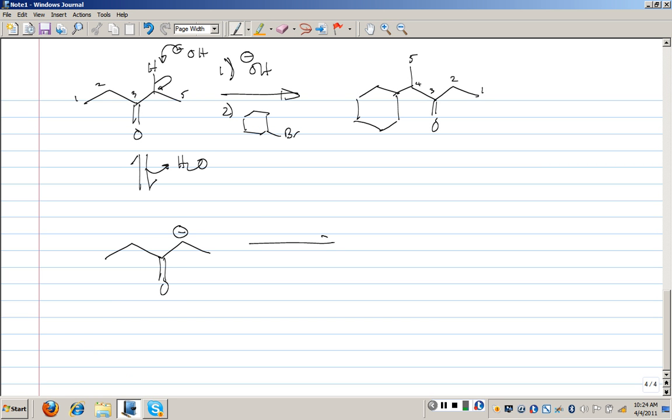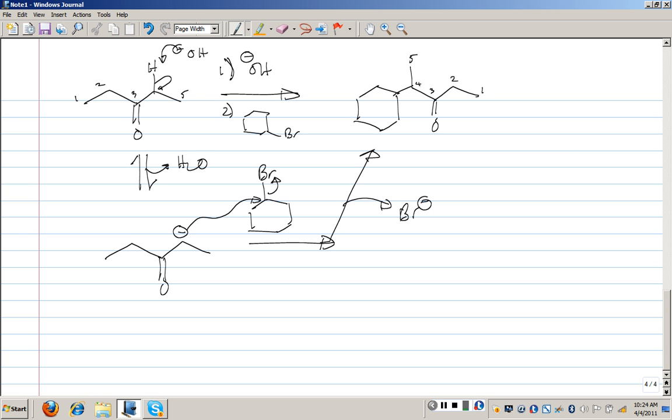Then I feed it cyclohexyl bromide, or bromocyclohexane. And it's not surprising, this is going to act as a nucleophile, attack this carbon, the bromide gets kicked off, and I make my product, and I lose Br minus in the steps. I maintain my atom balance.